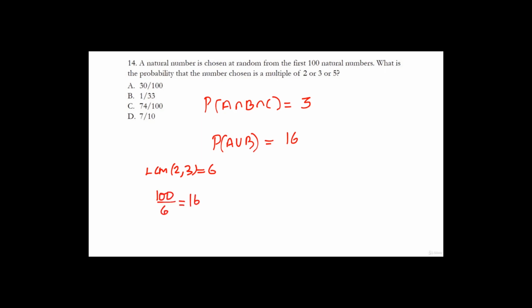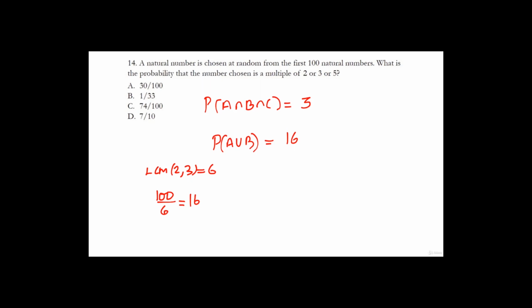Now P of A intersection B intersection C is equal to 3. Why? Because it is multiples of all the 3 numbers, that is 30, 60 and 90, those 3 numbers. Okay. Now P of A union B is we can say the numbers that are divisible by 2 and 3. We have 16. Why it is 16? Because LCM of 2 and 3 is 6, and in 100 we have 16 times 6. So that is the value of P of A union B, or the numbers that are divisible by both 2 and 3.